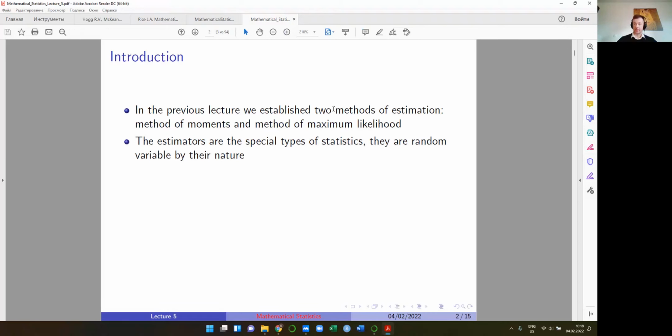We know that these estimators are special types of statistics. They are random variables by their nature, and they must have some sampling distribution. Please don't confuse this, and keep in mind that a population parameter is a constant. Yesterday I asked you whether it's possible that this population parameter would change. But even if the population parameter changes, it changes in a predictable way.